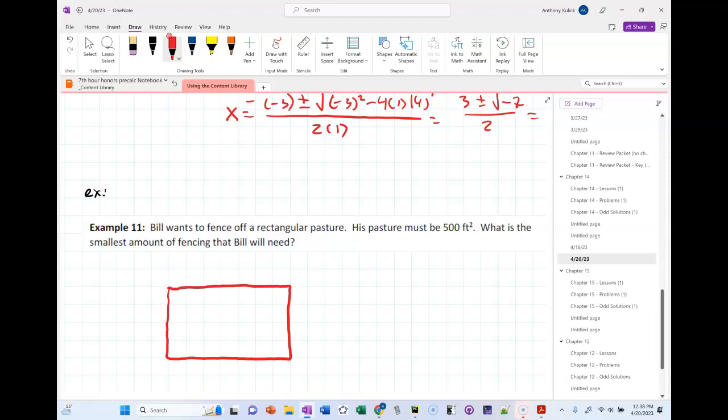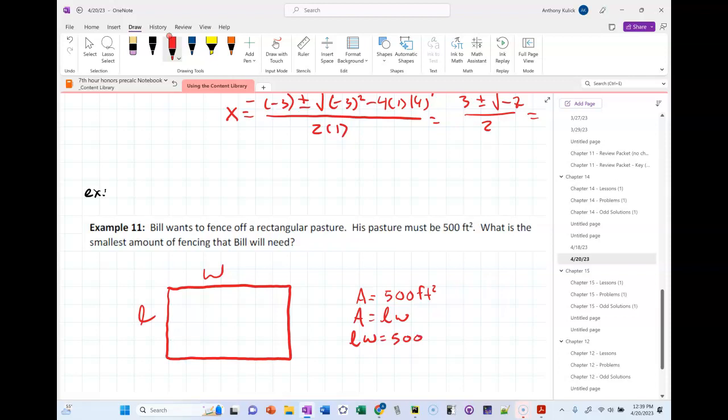There's my pasture. I'm told the area of this pasture has to be 500 square feet. How did I know that 500 square feet was an area? This is square. Good, square feet, good. Since it's a rectangle, how do I calculate the area of this rectangle? Length times width, right? So I can say length times width equals 500.